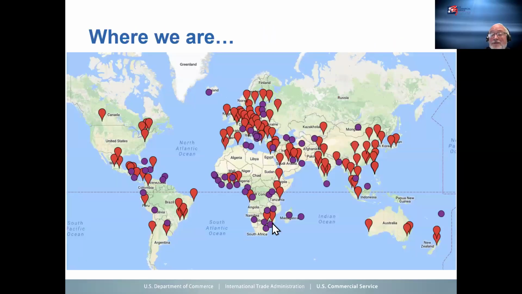Here's a graphic illustration of our footprint. The red balloons are where we have commercial service staff at the embassies and consulates, and the blue dots are where we don't have commercial service staff, but in those instances, the commercial section of the State Department will lend assistance for business advocacy.